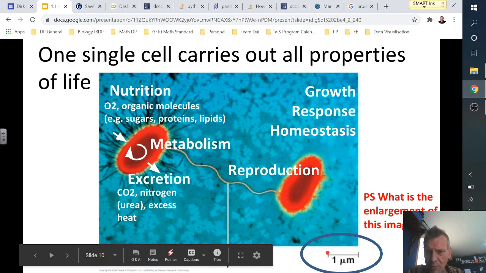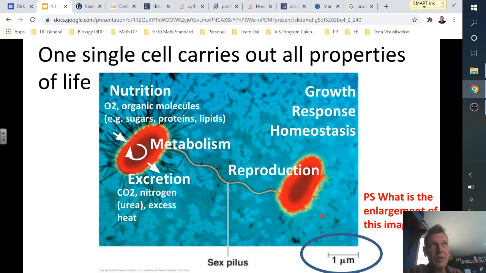Now, a micrometer is 1,000th of a millimeter. So if you think of a millimeter, you know from your rulers, you have a centimeter divided by 10, and you get to millimeters, and a millimeter divided by 1,000 gives you a micrometer. So that means there are 10,000 micrometers. Think about it, 10,000 micrometers in a centimeter.